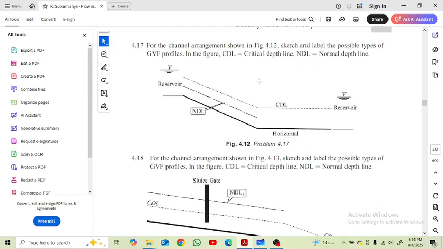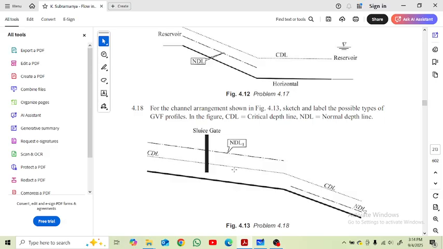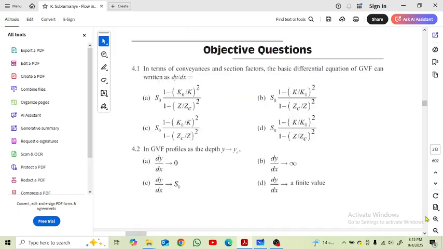And I'm going to take you to another one. 4.17 is an asked question in the examination, so this one is also very important. And 4.18, there is a grade change. There is a change in slope, and also there is a sluice gate here. So you need to learn how to draw this profile, and I'm going to make a video on how to draw it, the solved one first, and later we discuss the unsolved one also. Keep in touch with my video.